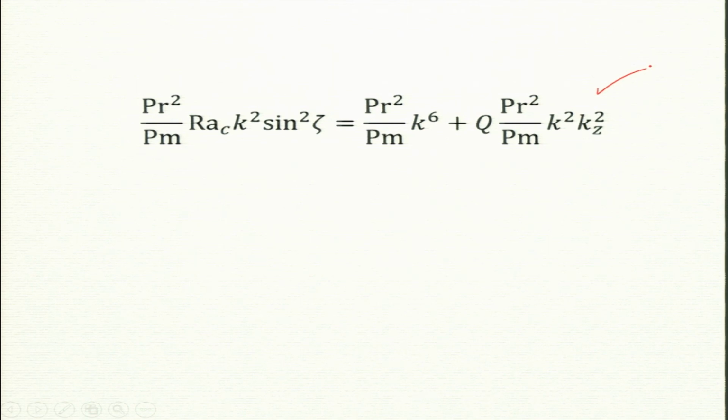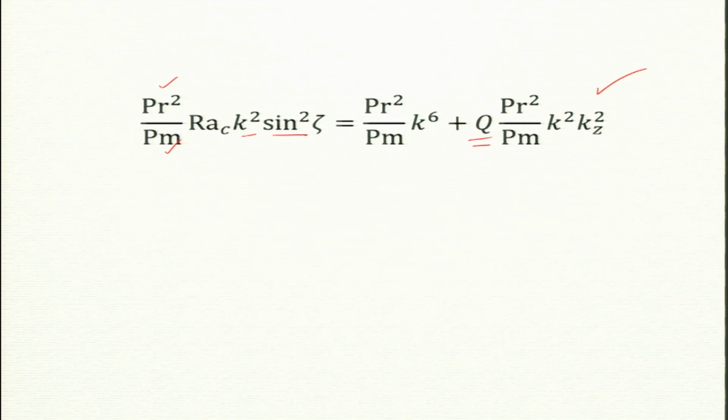Now, we will fix the parameters, and my only variable will be the Rayleigh number. I fix the Prandtl number, the magnetic Prandtl number, and k, where sin zeta is k_perp by k. Q is also fixed, since I fixed the external magnetic field. So, given these parameters, I will look for the critical Rayleigh number.